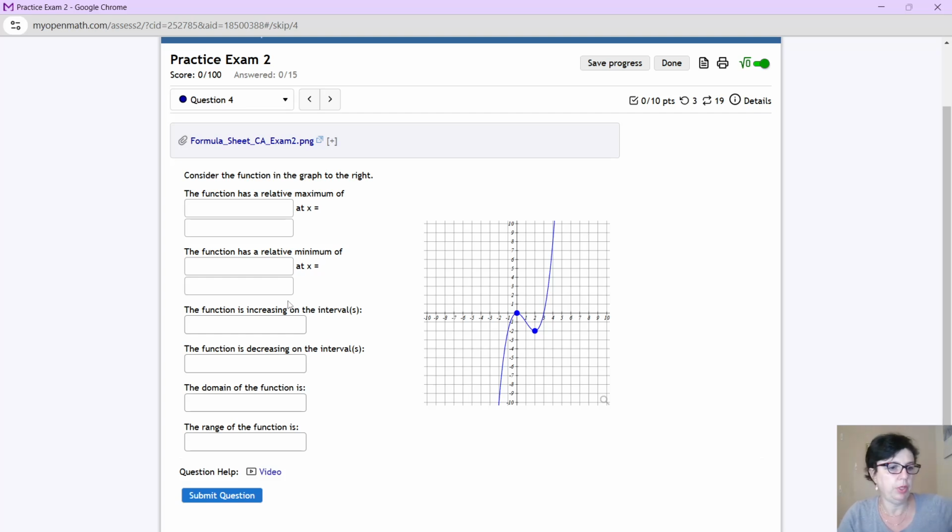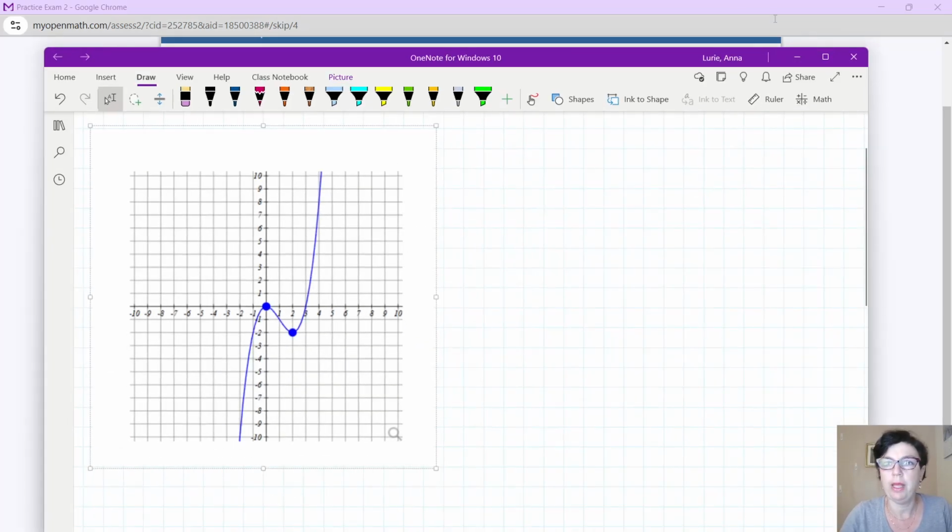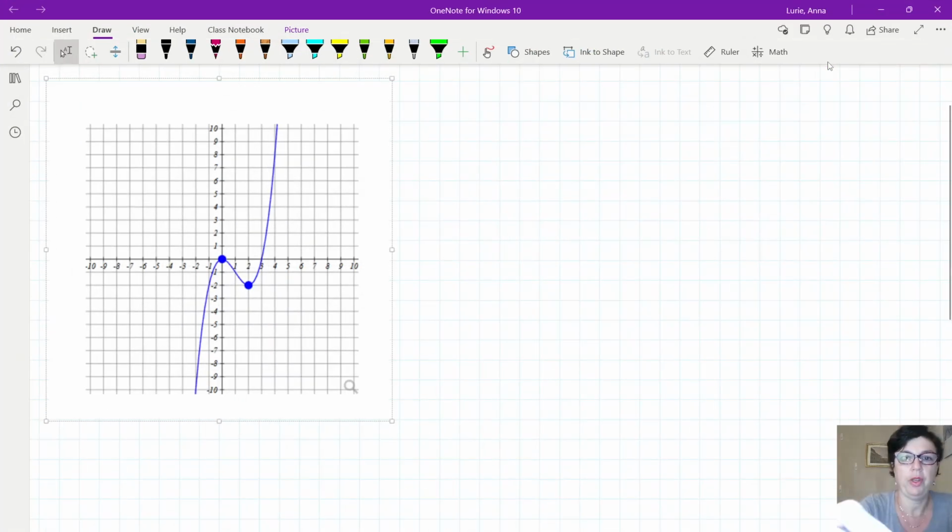Hi guys, in this video we are going to take a look at finding relative maximum, minimum, intervals of increase and decrease, and the domain and range from a graph. So I went ahead and copied the graph over here.